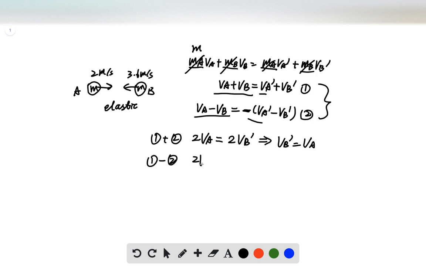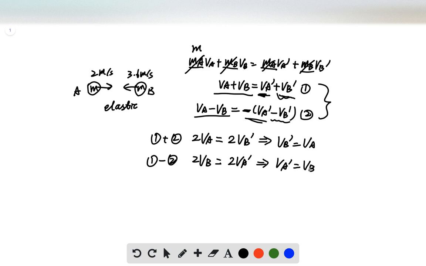Then I have 2 VB on the left-hand side. And since these two are both plus, these two terms will cancel. But VA prime and minus VA prime, when you subtract them, you have 2 VA prime. So now we have VA prime equals VB.